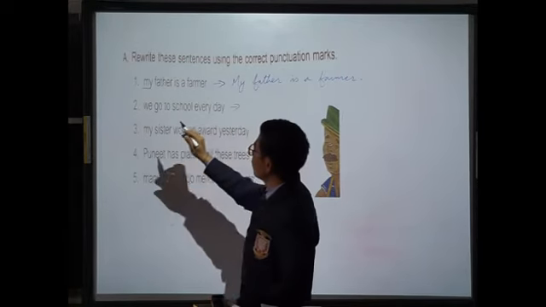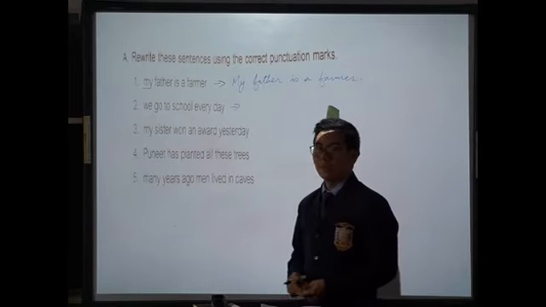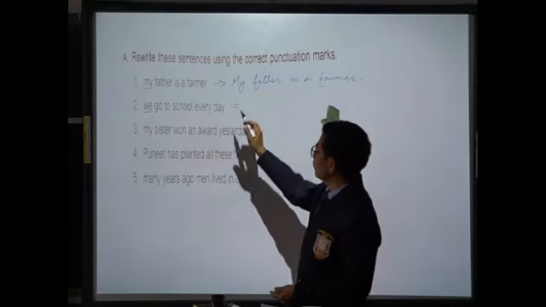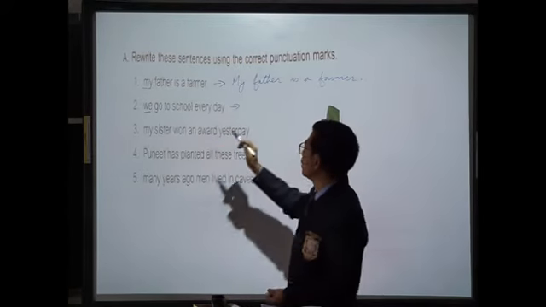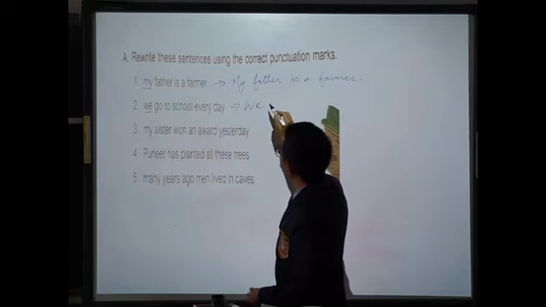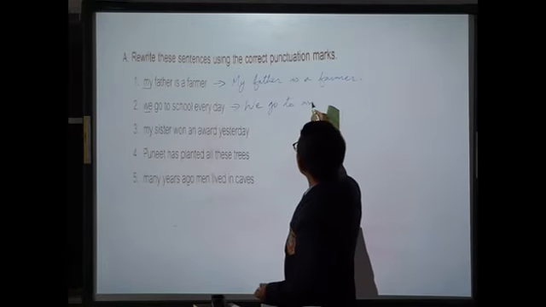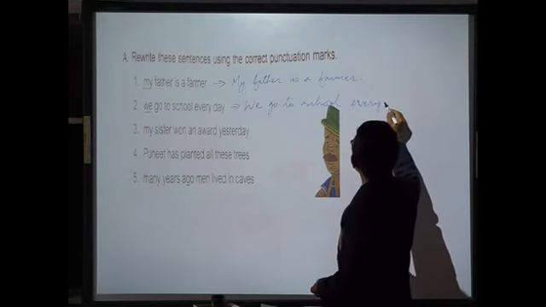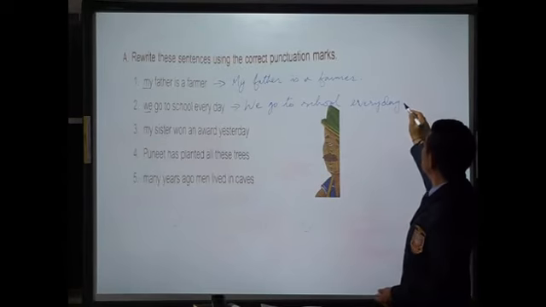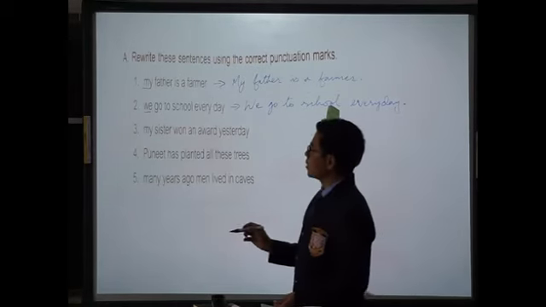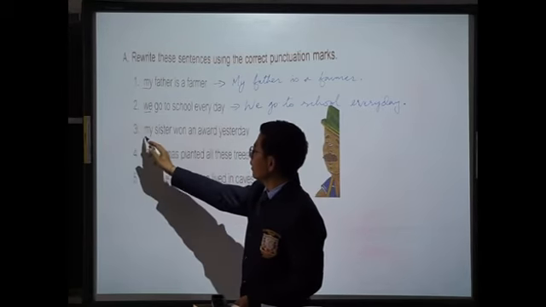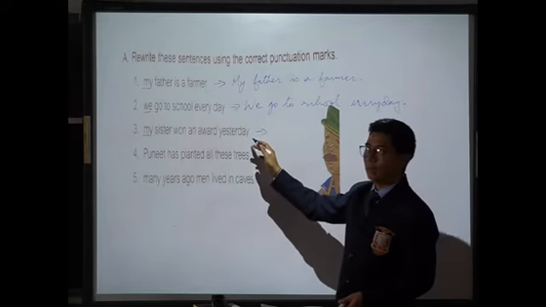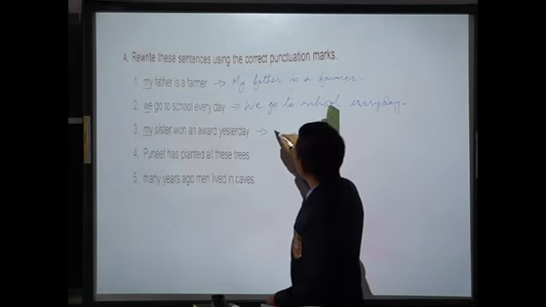Now, next number, we go to school every day. Here also, the capital letter is missing, and the full stop. Why full stop? Because this is also a kind of statement. So, we use a capital letter first. We go to school every day. And full stop. Alright. Now next. Here also, as you can see, M is in small letter. And there is nothing at the end of the sentence, isn't it? So we write capital M.